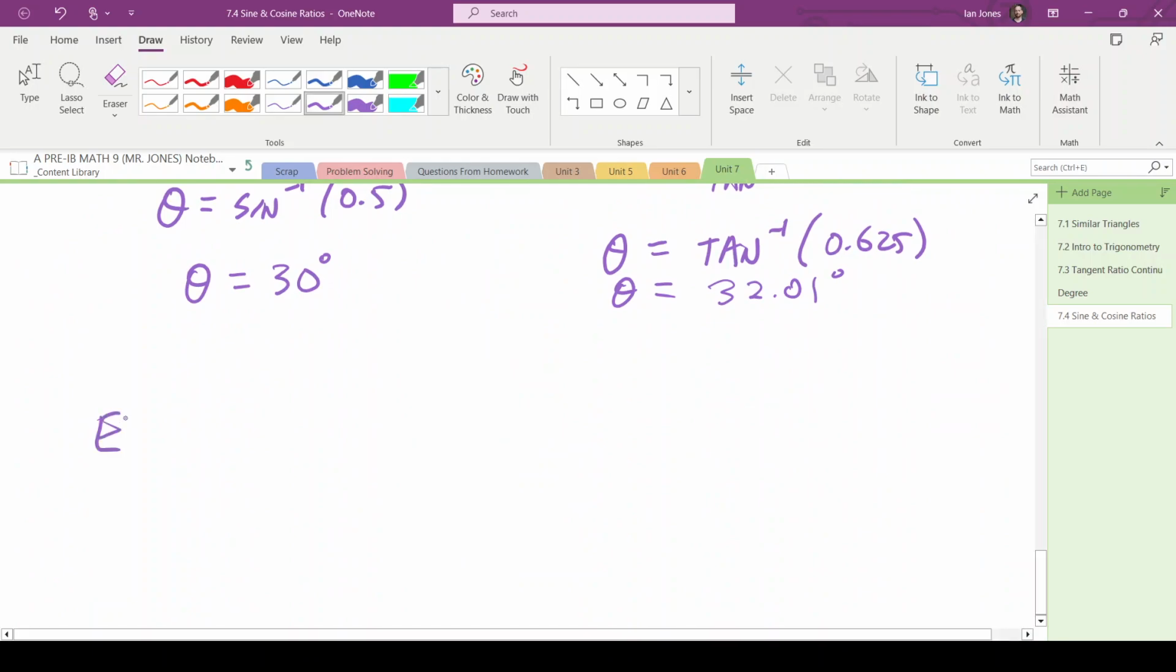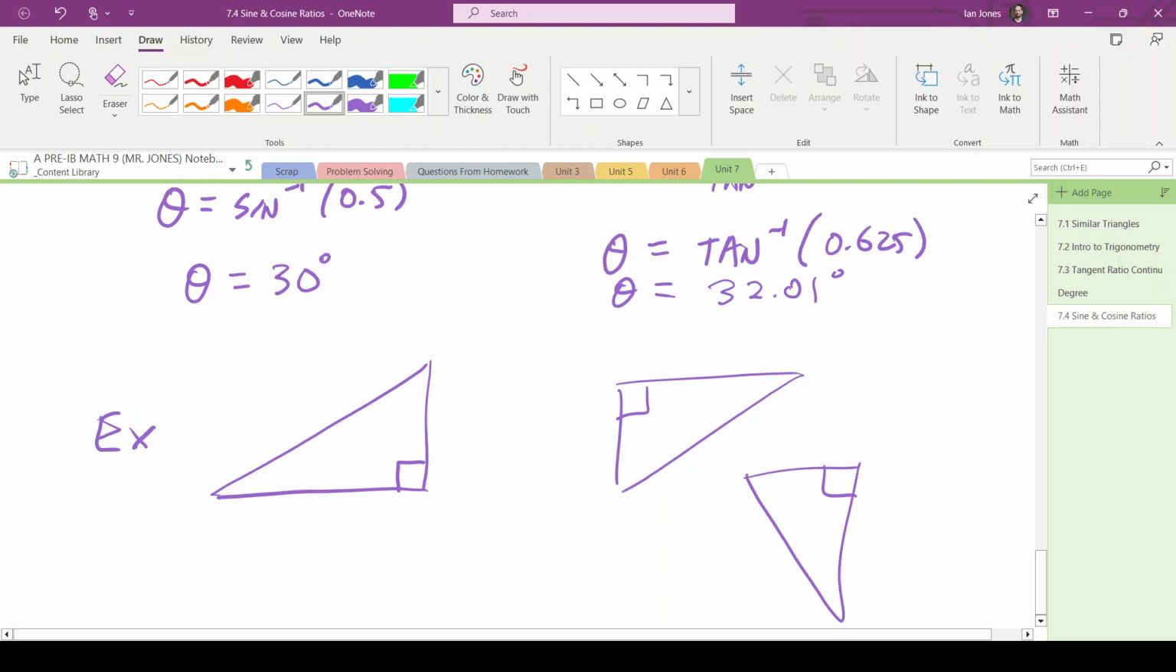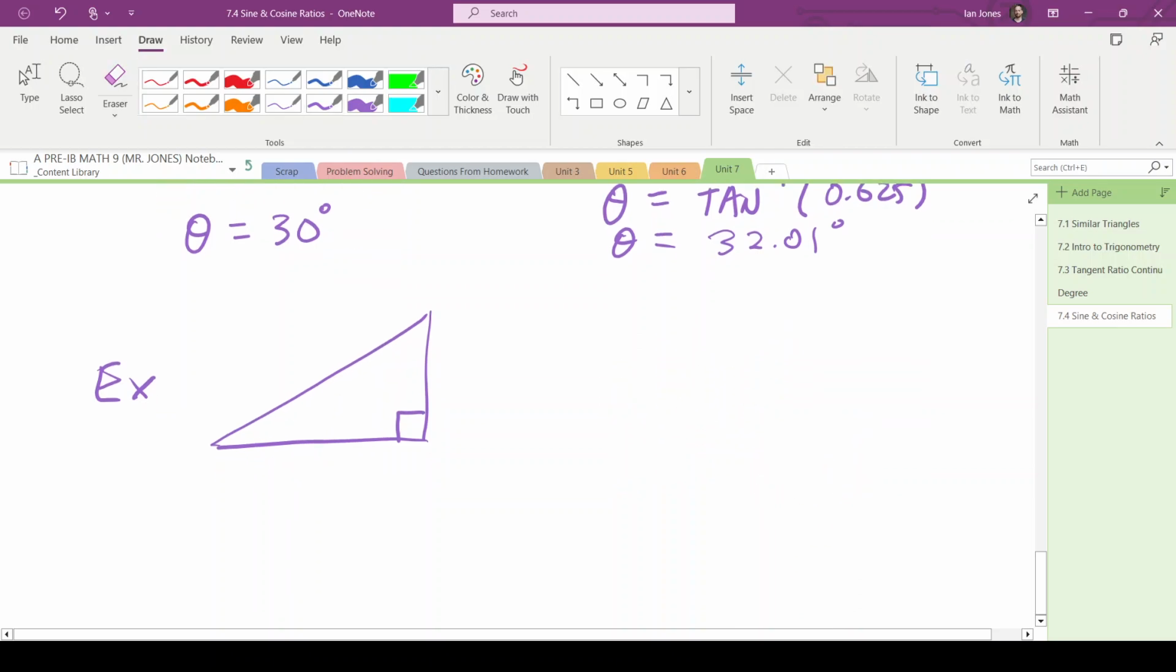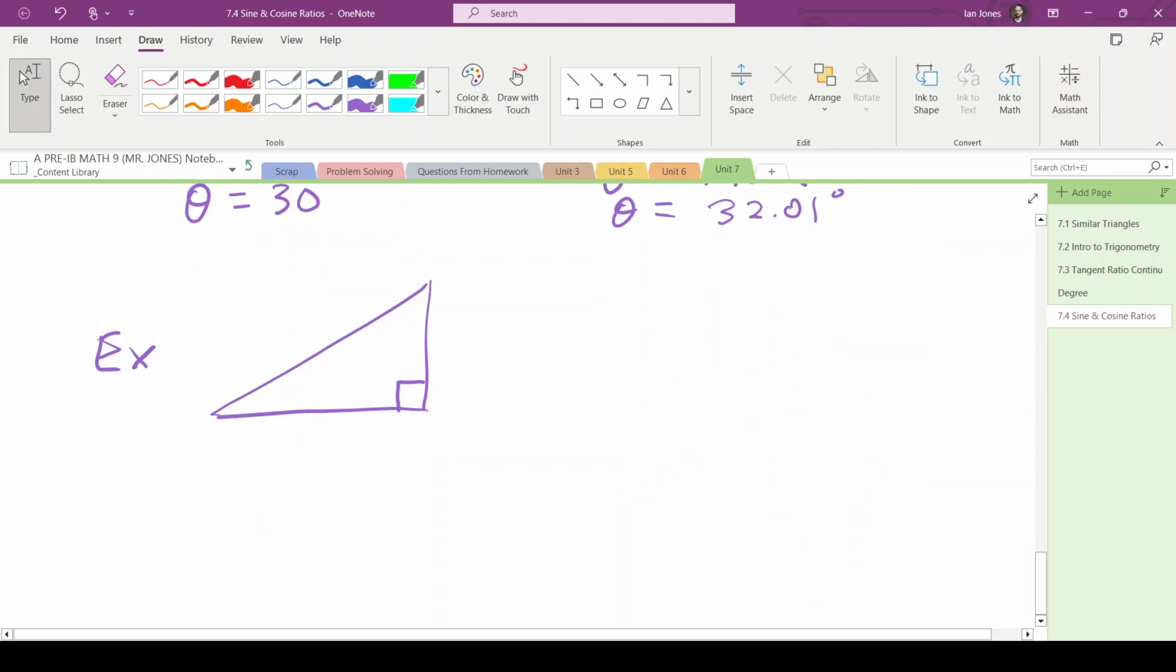Let's take another example. Let's suppose we have this triangle. It's a right triangle. I'm drawing it the same every time just because it's easier to learn. But of course, you could have your triangle like this, or like this. You could have all sorts of different scenarios, different orientations of your triangle. I'm going to stick with this orientation for now.